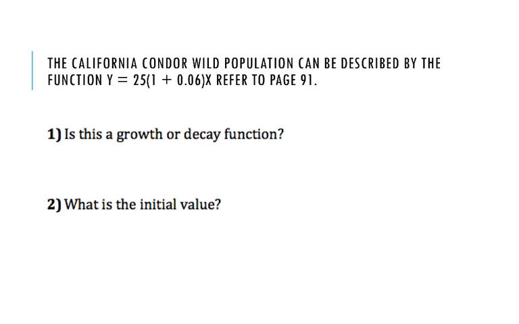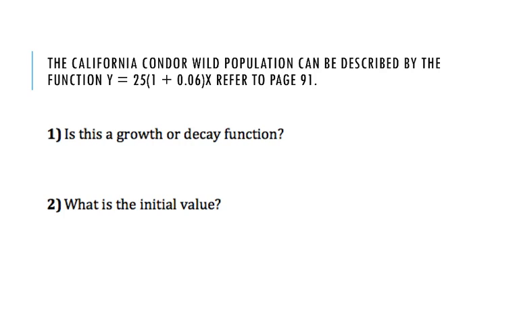The California condor wild population can be described by the function y equals 25 times (1 plus 0.06) to the xth power. Refer to page 91. Number 1. Is this a growth or decay function?